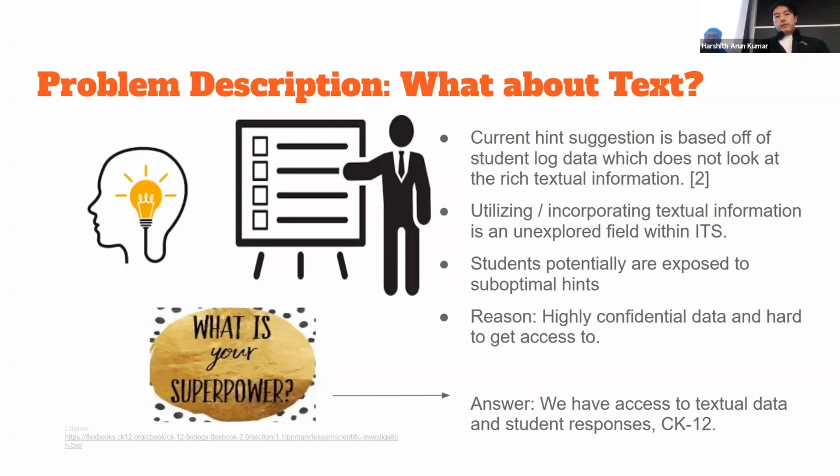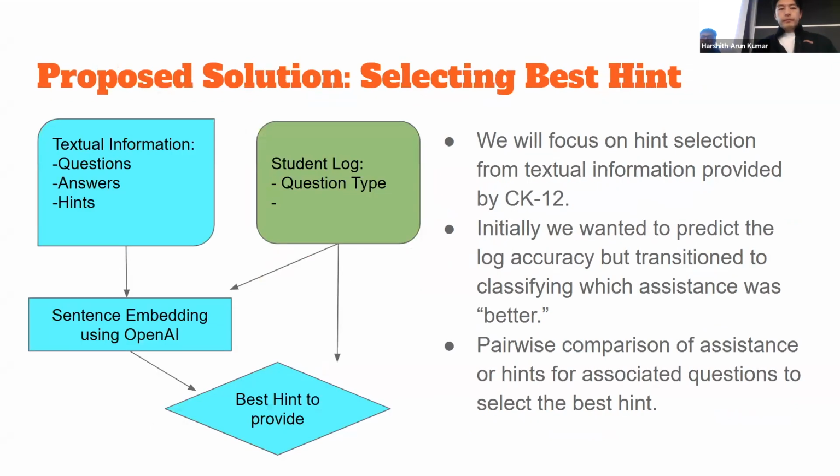Another problem is that students could potentially be harmed and exposed to suboptimal hints. Why has nobody framed the problem like we did? These are highly confidential data and hard to get access to. The answer is that we do have access to a lot of this information, so we are well equipped to tackle this problem.